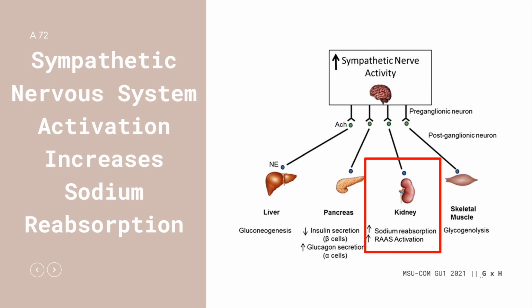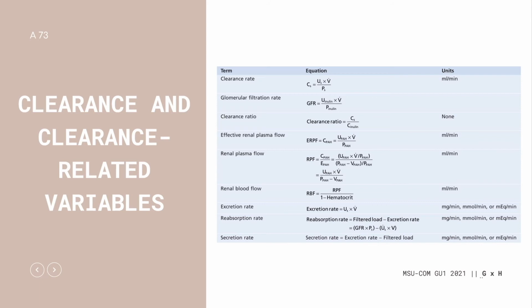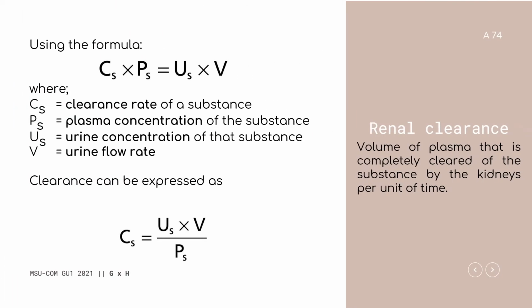its related variables. As we are nearing the talk on azotemia and tubulointerstitial diseases, it is pertinent that we know about clearance and its related variables. Let us now discuss the different ways of quantifying the effectiveness with which the kidneys excrete various substances. Here are the formulas for clearance and its related variables. Renal clearance is defined as the volume of plasma that is completely cleared of the substance by the kidneys per unit of time. This provides a way of quantifying the kidney's excretory function and the rates of renal blood flow, glomerular filtration, tubular reabsorption, and tubular secretion.